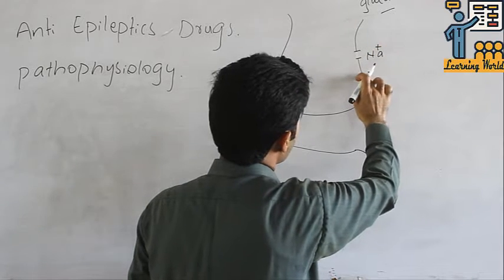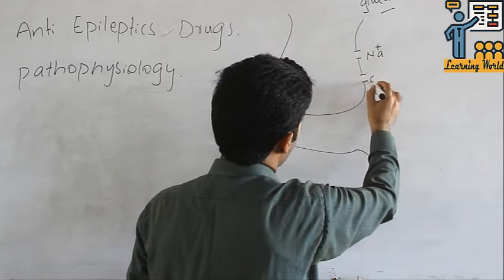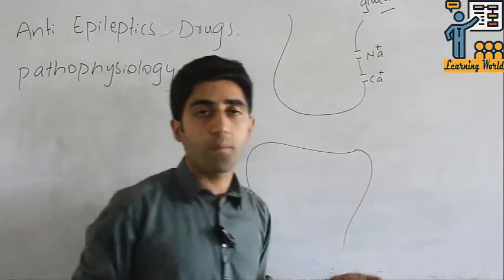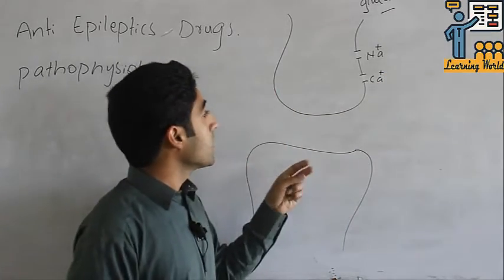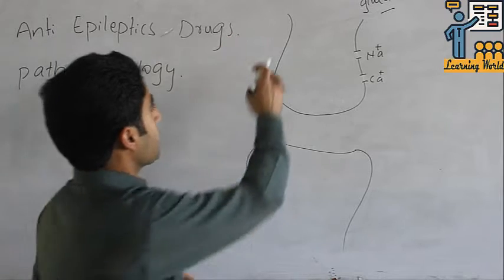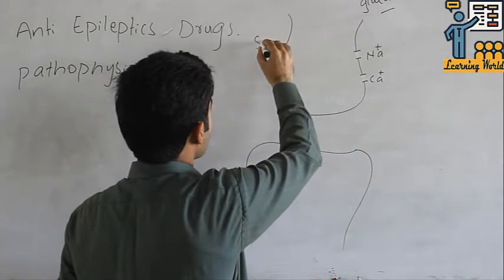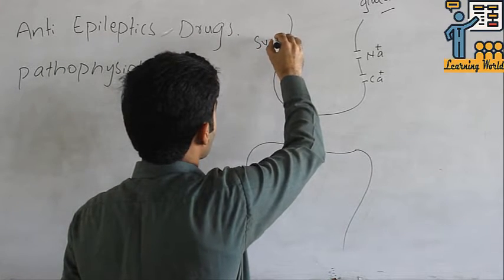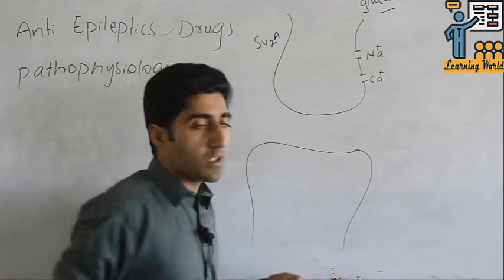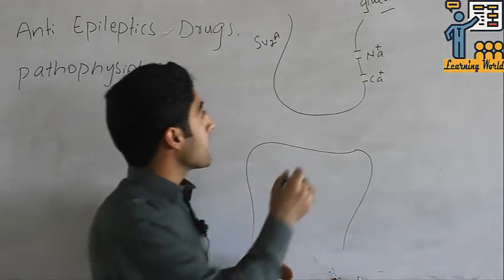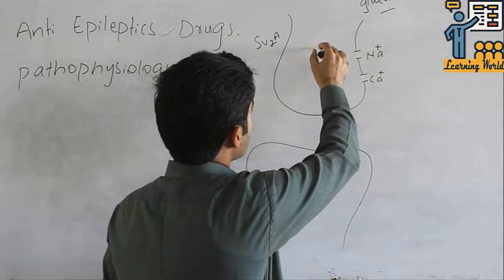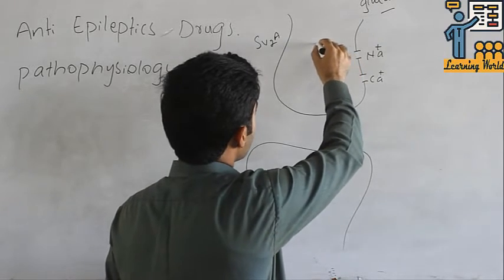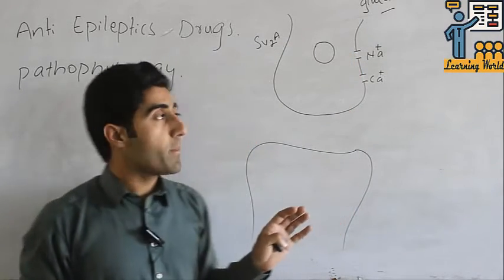The sodium channel is present here, and other calcium channels are present in the presynaptic membrane. Another protein is present here, which is named SV2A. Some vesicles are present in the presynaptic membrane, which store the glutamate.